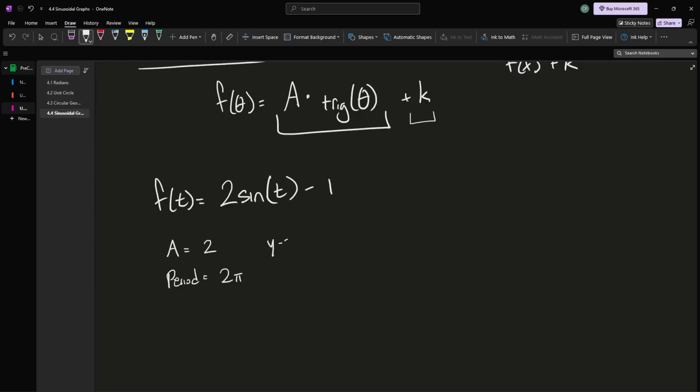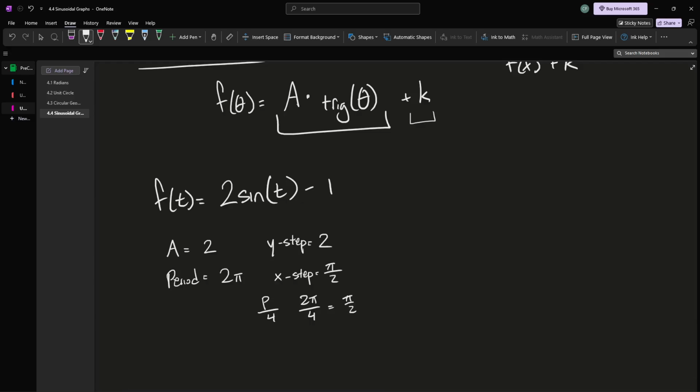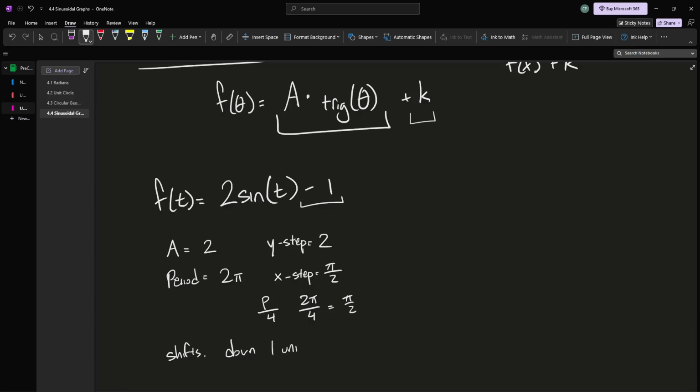Now I still want to write, what's my y step? My y step is my amplitude, so it's still just 2. What is my x step? My x step is my period divided by 4. So it's 2 pi divided by 4 to get pi over 2. And now finally, what shifts do I have? My shifts, I see my k is -1. So I'm going down 1 unit. Vertically shift down 1 unit.